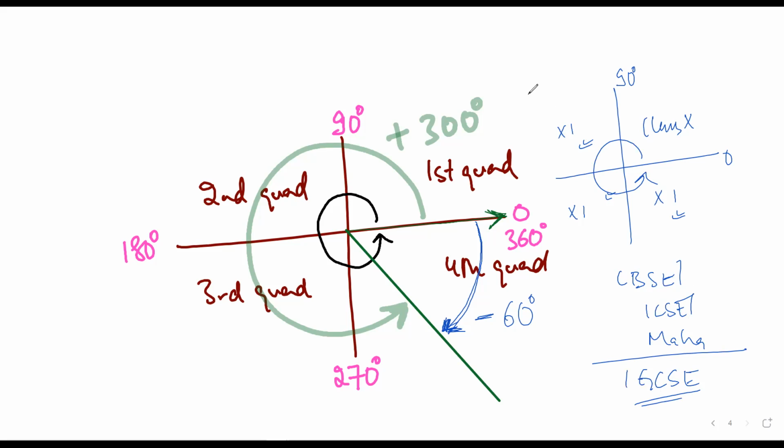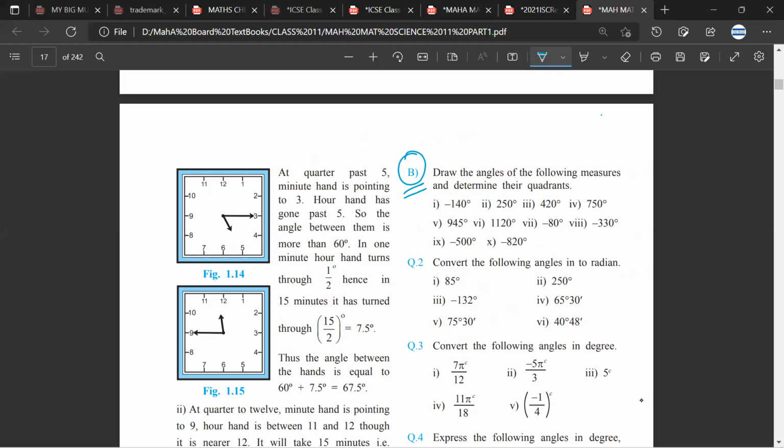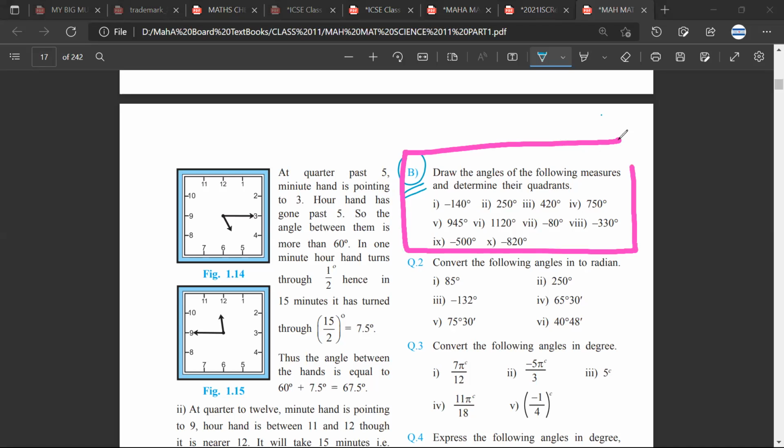So we come back to this question: draw the angles of the following measures and determine their quadrants. We are still focusing on this question only. Now, another peculiarity that you will understand is, I think you would have understood the meaning of minus 140 and 250, and the meaning of minus 80. But then you might be wondering about angles like 420 degree, 750 degree, and minus 330 degree.